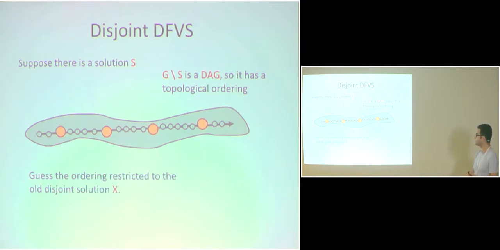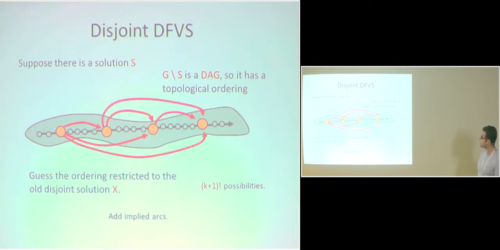Now, what I can do is just guess in which order the vertices of X appear in this topological order. Because there are only k plus 1 vertices in X, guessing the correct order gives me an overhead of (k+1) factorial. After I do that, I add all of the arcs implied by the order. So if I've guessed that one vertex in X comes before another vertex in X, then I add that arc.